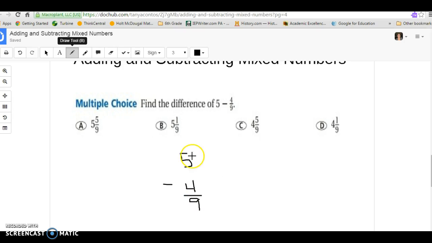So we can make our 5 a mixed number. Notice our denominator down here is a 9. So I'm going to make this 4 and 9 ninths. Now I can really easily subtract 4 ninths from it. My answer is going to be 4 and 5 ninths. Once you get the hang of it, it's pretty simple. Let's try one more where we have to actually add back in our fraction.